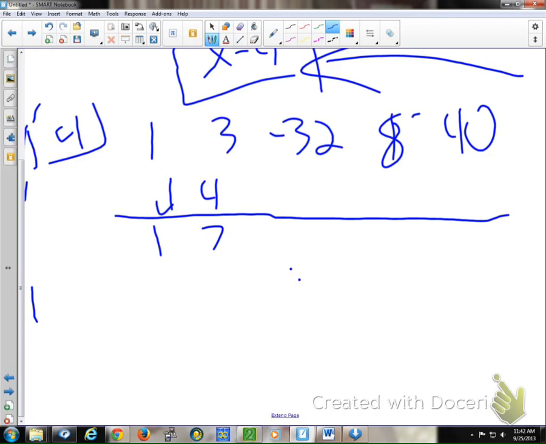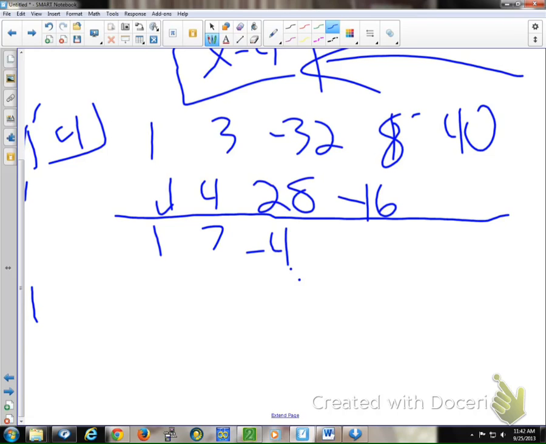7. 4 times 7 is 28. Negative 4. Negative 1. No, you have to multiply. 4 times negative 4 is negative 16. That's what I put in the calculator. Did you do divided or times?